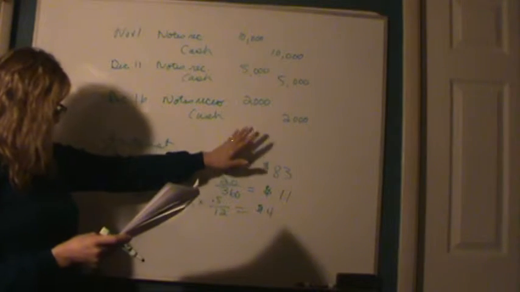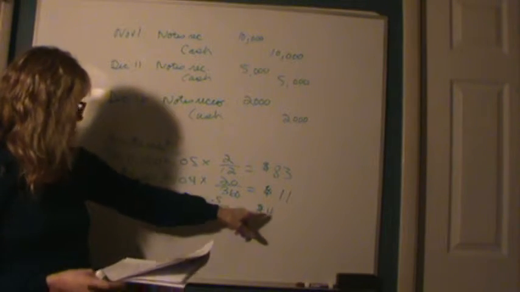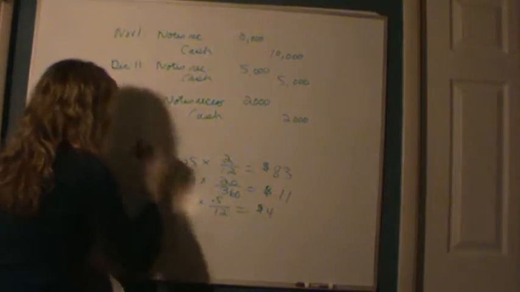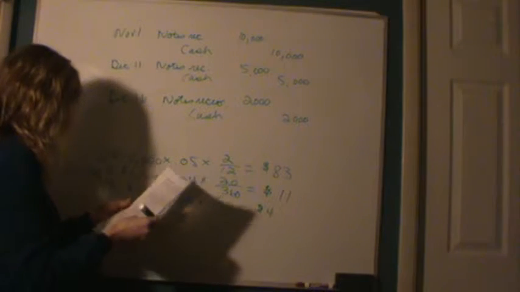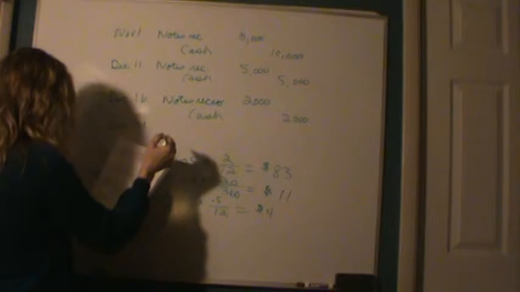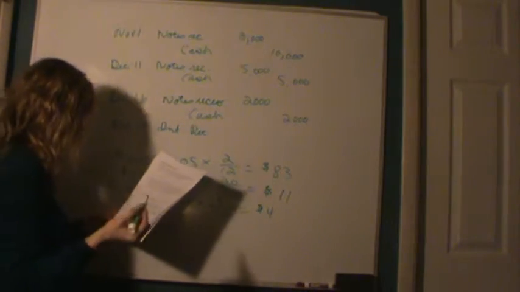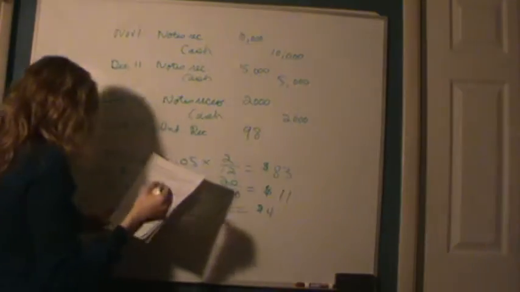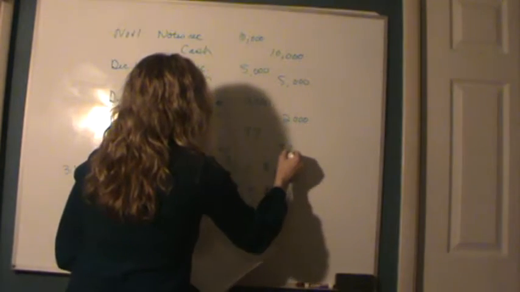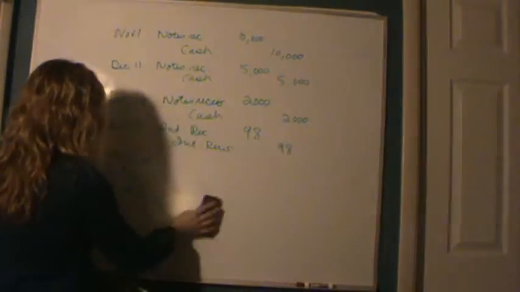So now to find out about our accrued interest, we're going to add these three together. So 83 plus 11 plus 4 is $98. So let's record that. This is on December 31st. We are going to have interest receivable, because that interest is owed to us, $98. And we're going to have interest revenue of $98. So let me get rid of all this. I hope you've copied it.